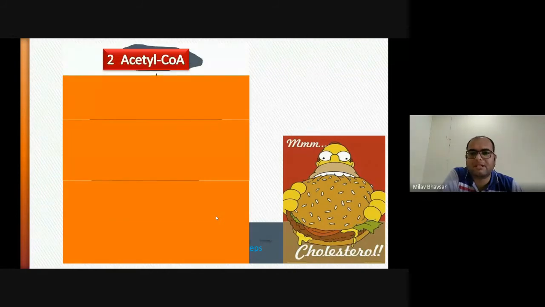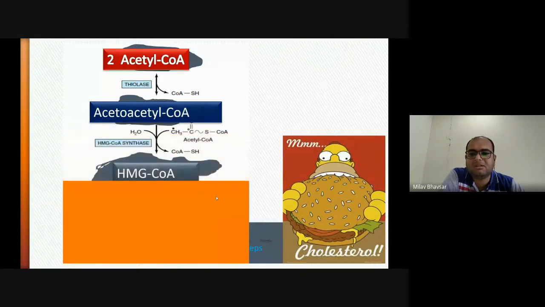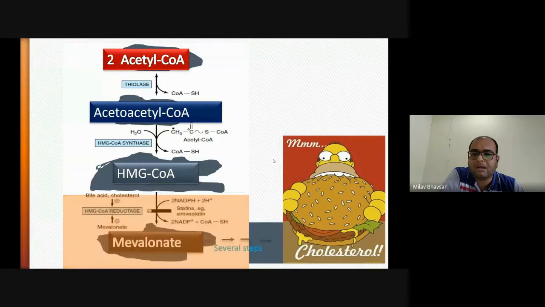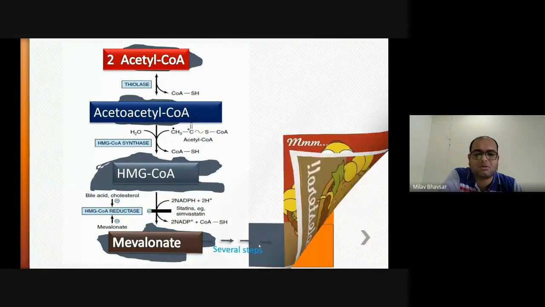So what we have is acetyl coenzyme A. With the help of thiolase it generates acetoacetyl coenzyme A, then creates HMG coenzyme A. Okay, and from there, this is the part. Sorry, this is only the keto body generation part. Then comes the reductase part, which reduces the component. NADPH is utilized and it converts into mevalonate. And then there are several steps to cholesterol.